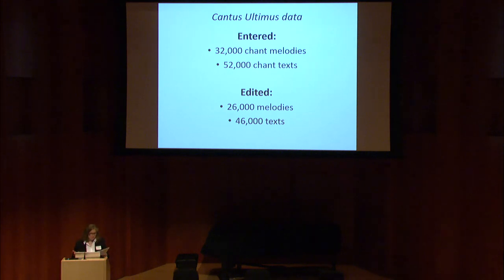From 2014 to 2017, research assistants working on the Cantus Ultimus project at Dalhousie and at the University of Waterloo and at McGill have entered 32,000 chant melodies and 52,000 chant texts and edited 26,000 melodies and 46,000 texts. The text for Confessor Dei Venerande Obtinuit still does not show up in any other manuscript in the Cantus database, but now melodies are searchable as well.